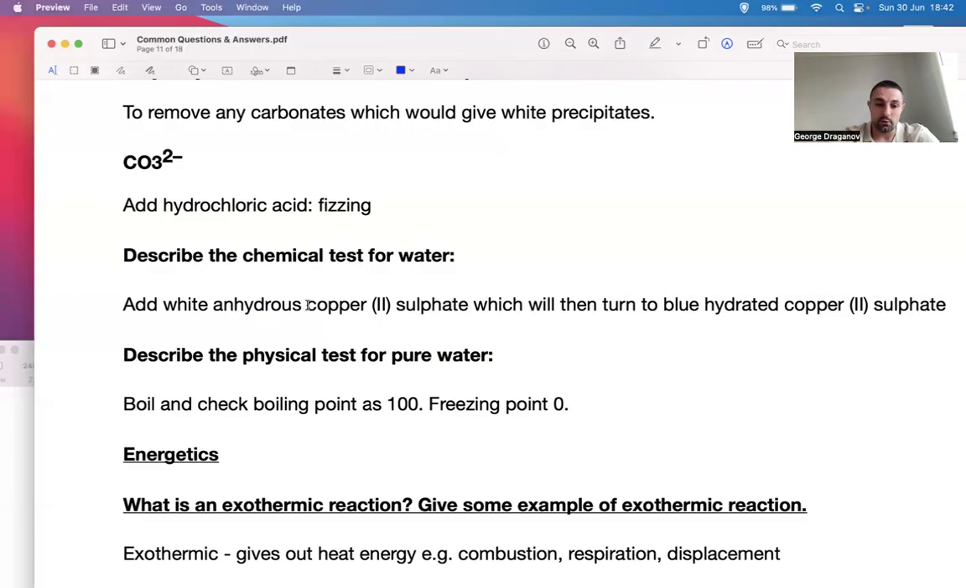Lastly, the physical test for water, for pure water this time, to make sure it's pure, is you simply boil it and check the boiling point is exactly 100 degrees Celsius, or you freeze it and check the freezing point is exactly 0 degrees, because impurities would lower the freezing point and increase the boiling point. With that, we have now completed the chemical tests.